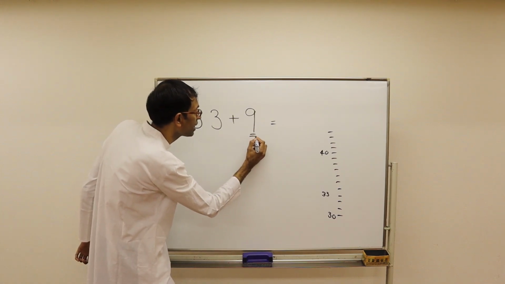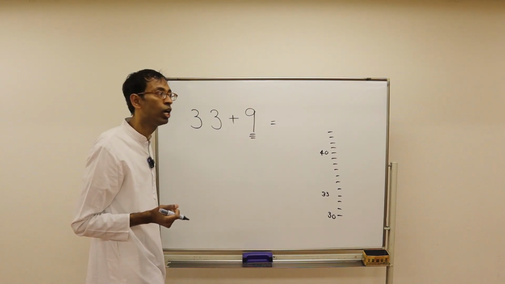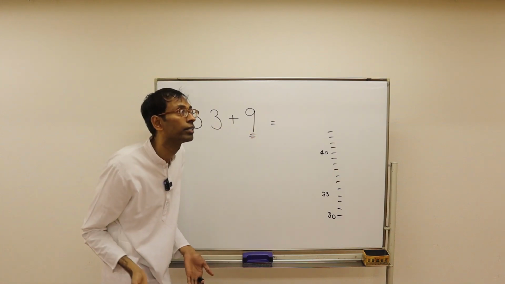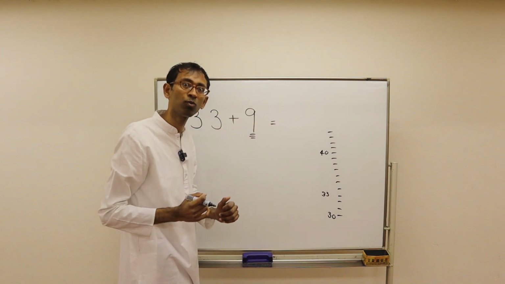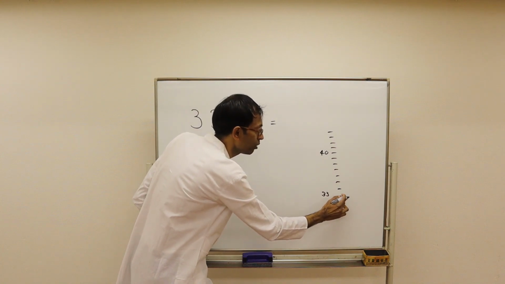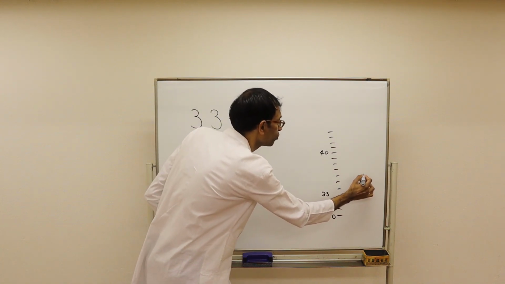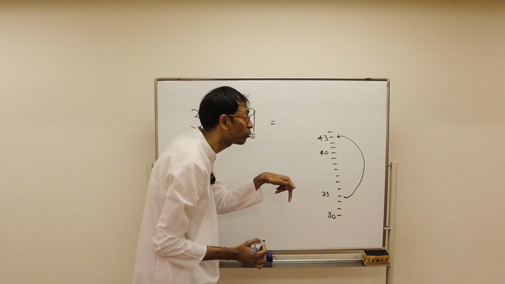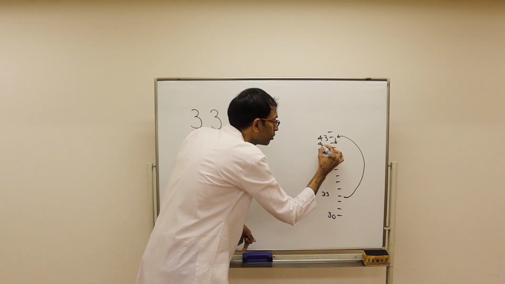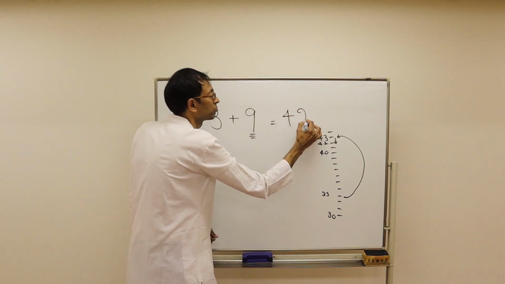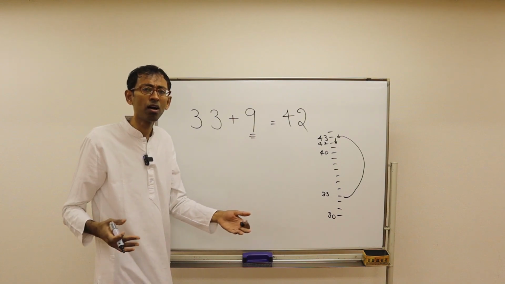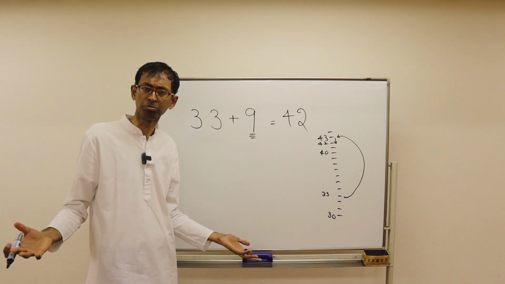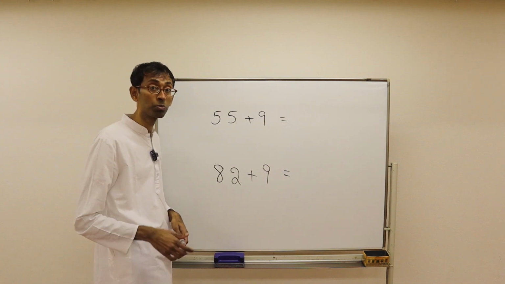You can see this 9 is close to 10. Okay, we have to jump 9 steps. So instead of jumping 9 steps, you can jump 10 steps and then come down 1 step. That's it. So from 33, we jump 10 steps and we reach a 43. And then we have to come down 1 step. So we come down. So it's a 42. The answer is 42. In Vedic mathematics, it's all about choices. You can freely choose the way you want to solve the problem. Now pause the video and do these 2 problems by yourself.